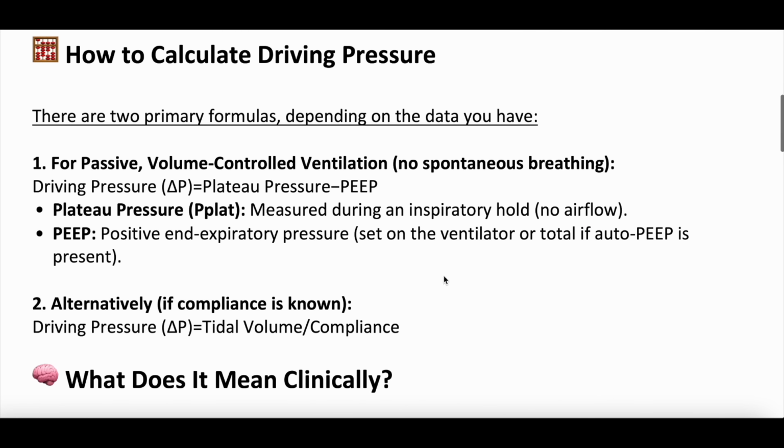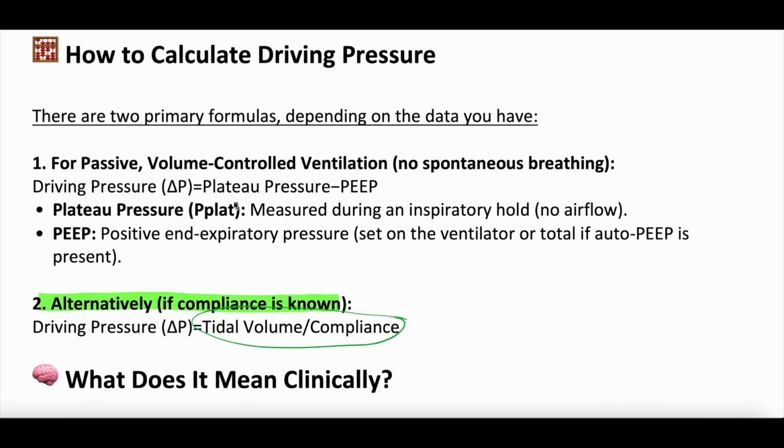So there's two main formulas depending on the data you have. One of these is the most common. So we're going to start with the less common formula. And the less common formula, if you know the compliance, is that driving pressure is actually the tidal volume divided by compliance. And this is a representation of what driving pressure is, but is not as clinically useful.